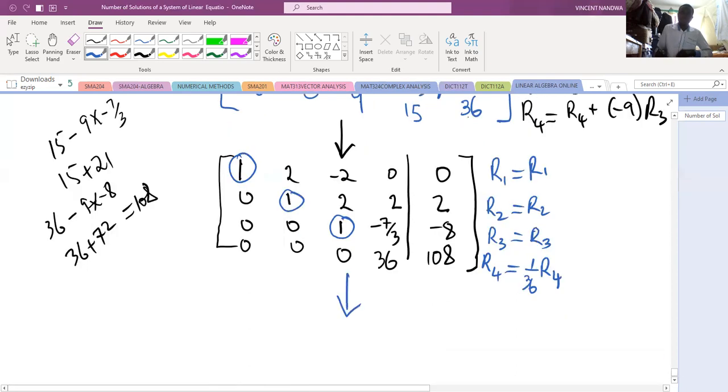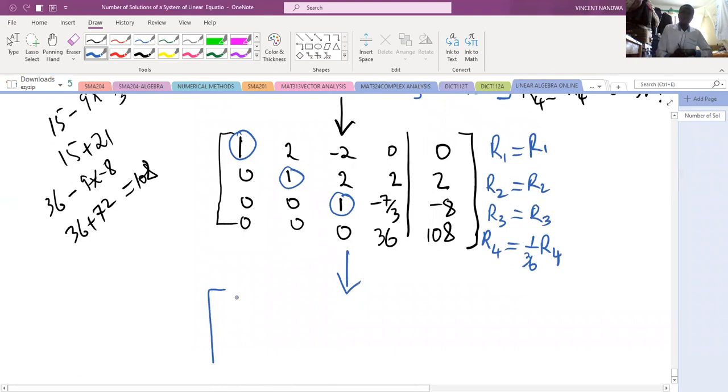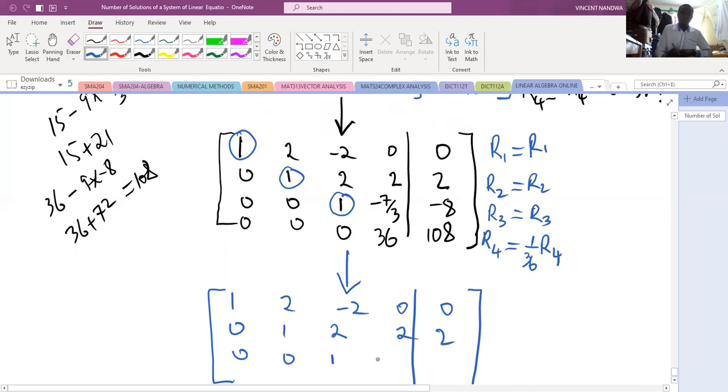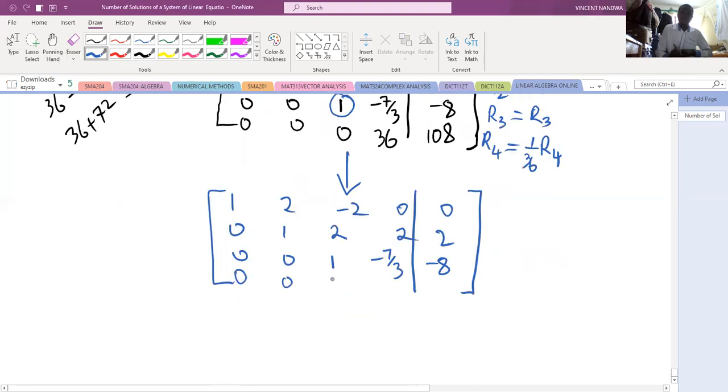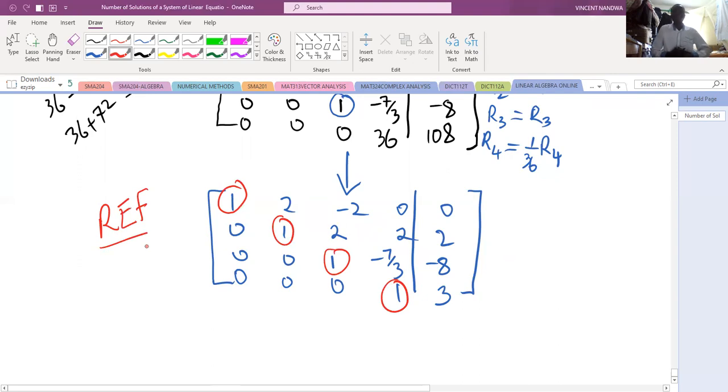So next step, we'll have one, two, minus two, zero, zero, and then zero, one, two, two, two, zero, zero, one, minus seven over three, minus eight, and then this would be zero, zero, zero, one. 108 divided by 36 is three. So here we have one, one, one, one. So this is the row echelon form of the augmented matrix.